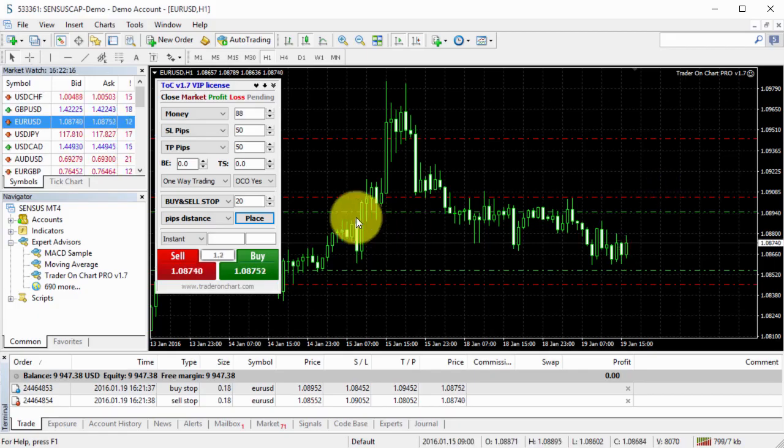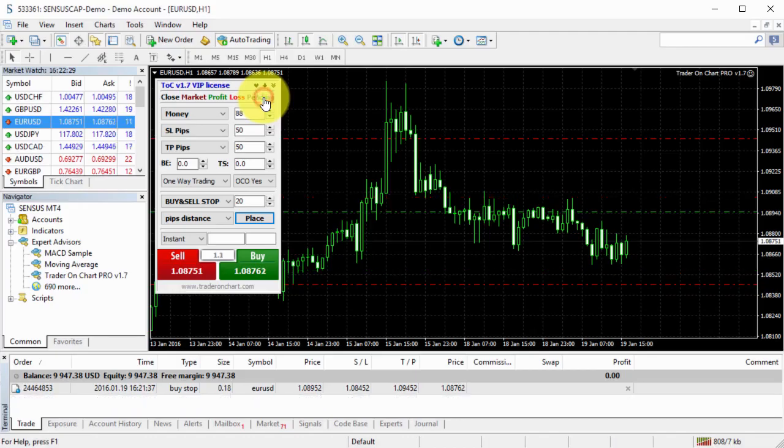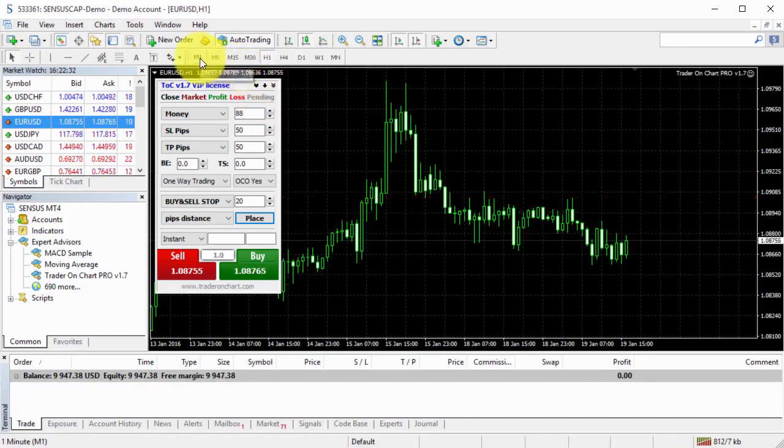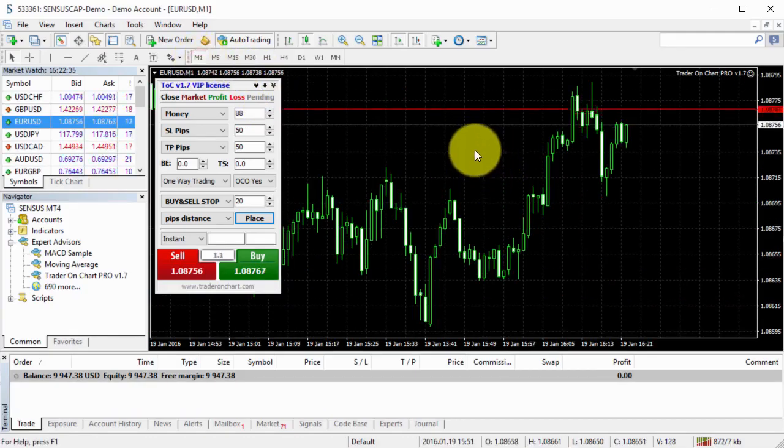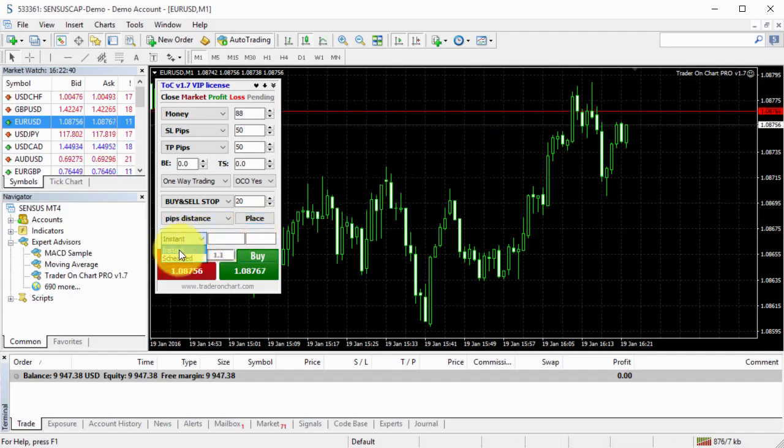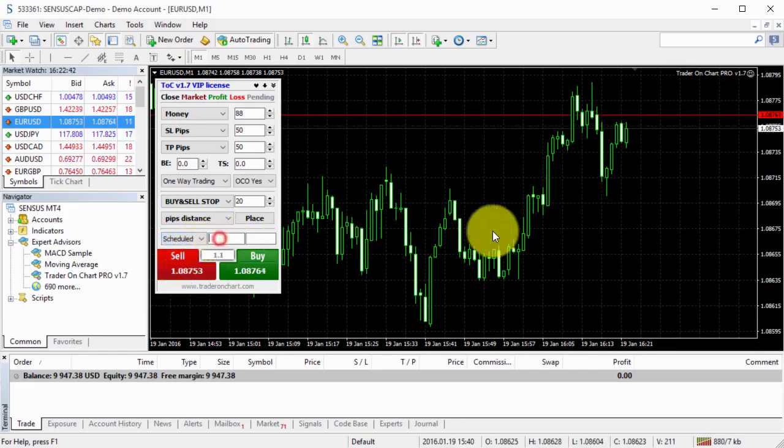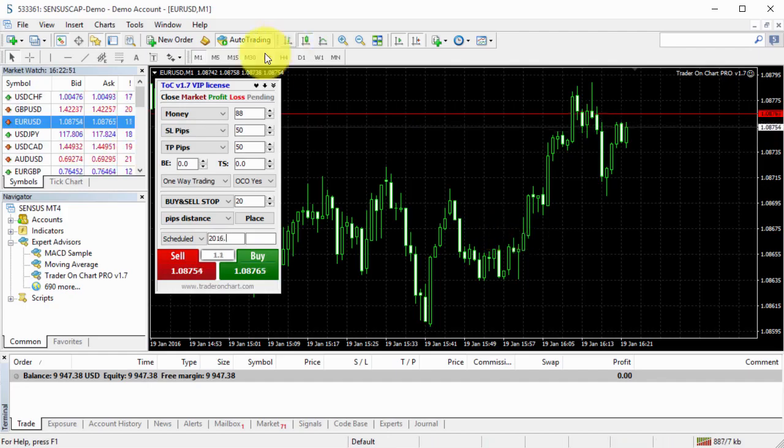On the other side, if you don't have time to wait for that perfect moment, just a few minutes before the news release, to place your pending orders, you can schedule the trade. So let's delete these pending orders. I will switch my time frame to 1 minute just to kind of zoom in. And now I will choose that I want to schedule my trade. So now I need to enter the time. It will be 2016, and it should be a broker time according to the market watch clock right here.